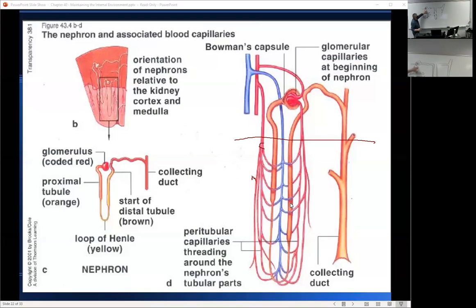Now you can see there's a structure that surrounds the glomerulus. The structure that surrounds the glomerulus is called the Bowman's capsule. Okay, now this section of the nephron that connects to the Bowman's capsule, that's in the cortex of the kidney. Let me use a different color.